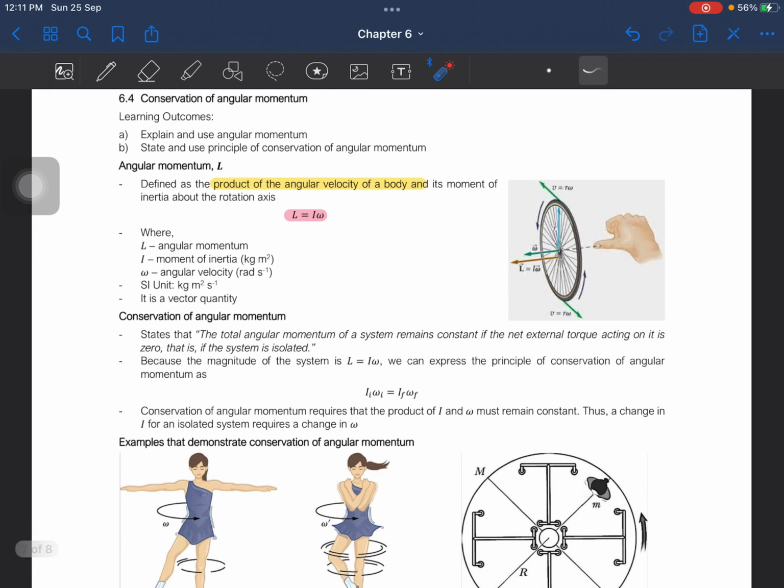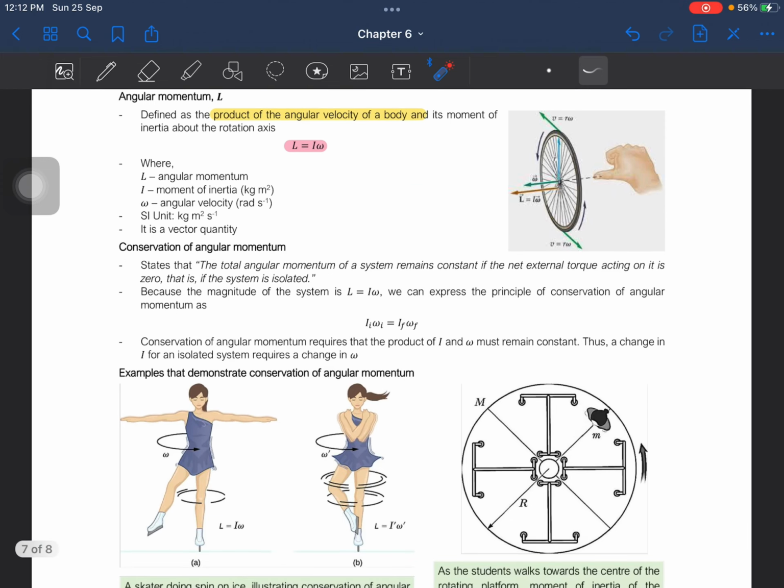We also need to understand about conservation of angular momentum. It states that the total angular momentum of a system will remain constant if the net external torque acting on it is zero. That is, if the system is isolated. Because the magnitude of the system is L equal to I omega, we can express the principle of conservation of angular momentum jadi macam ni.